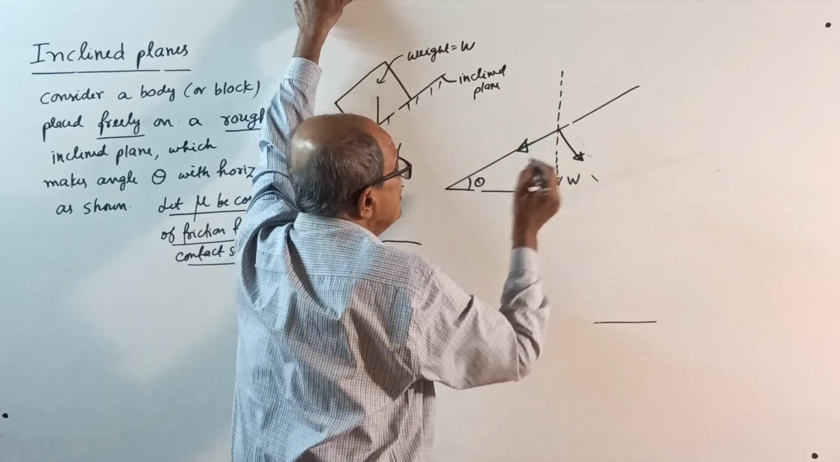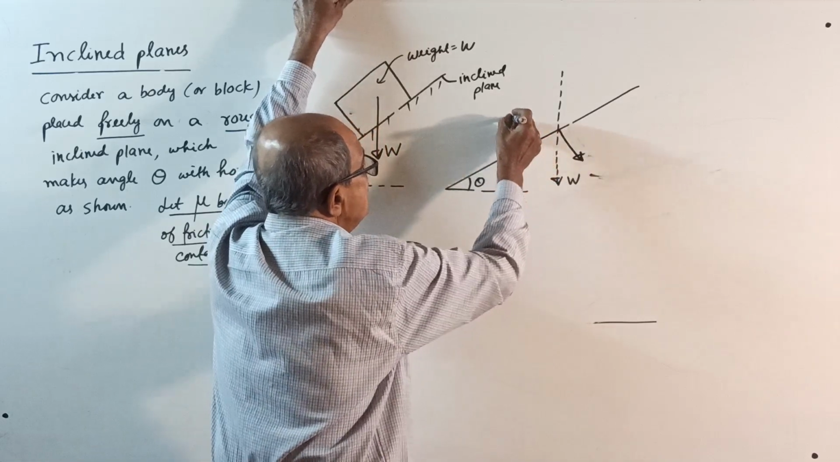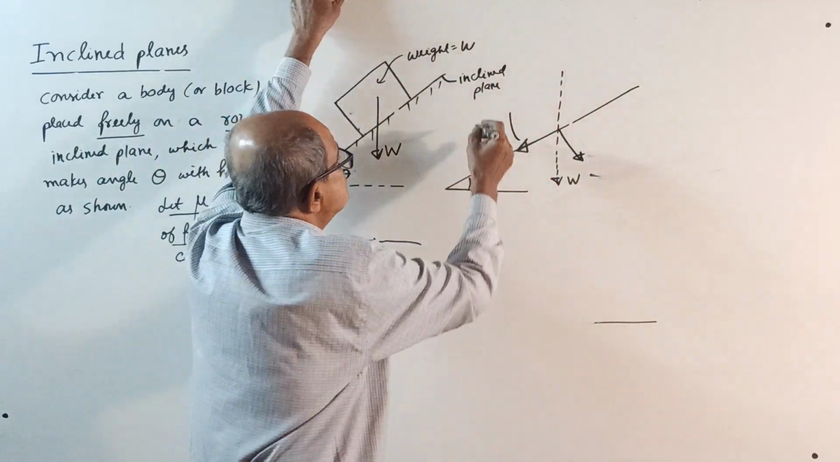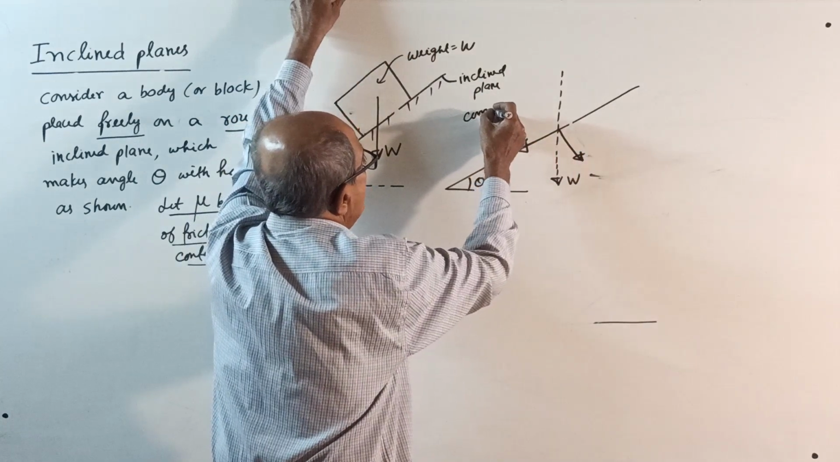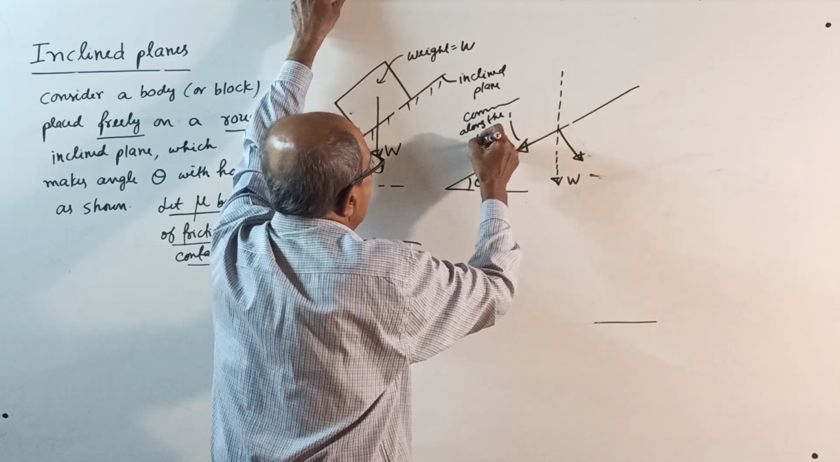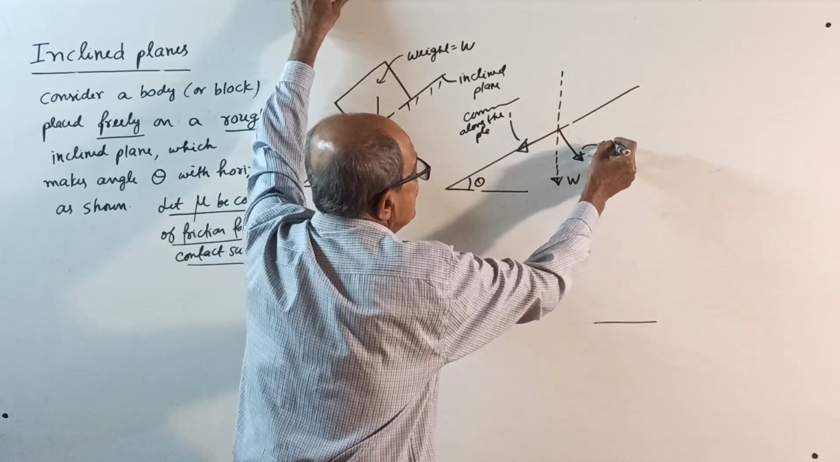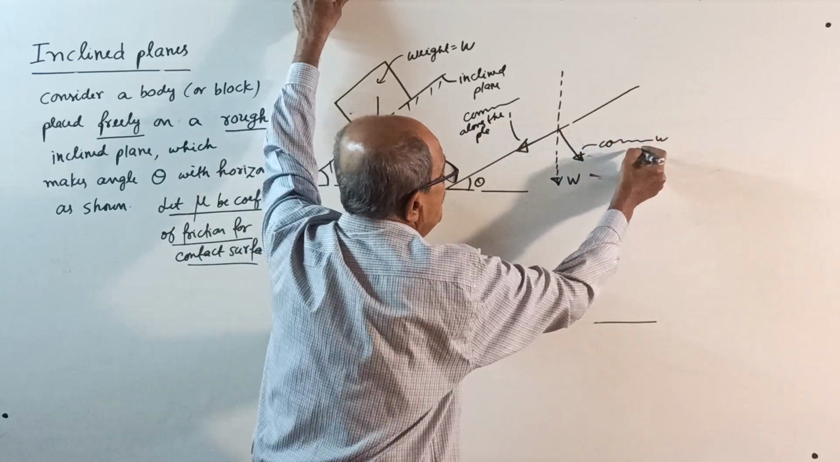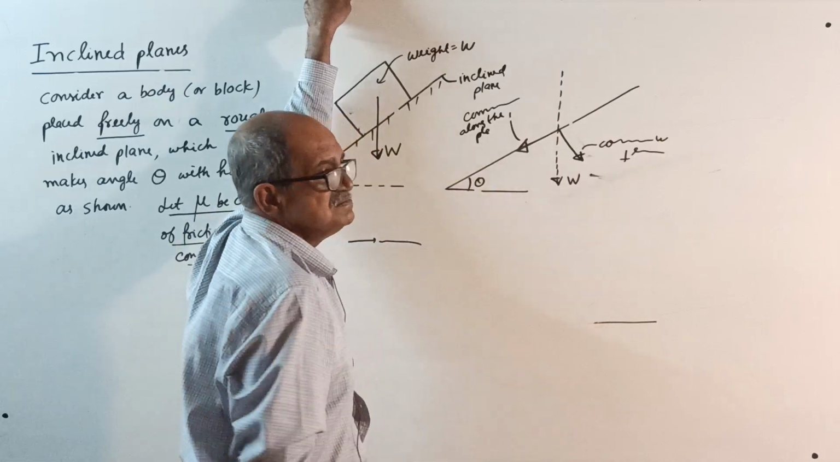This is perpendicular to the plane, right here. This is the component of W along the plane. Along the plane. This is the component of W perpendicular to the plane.